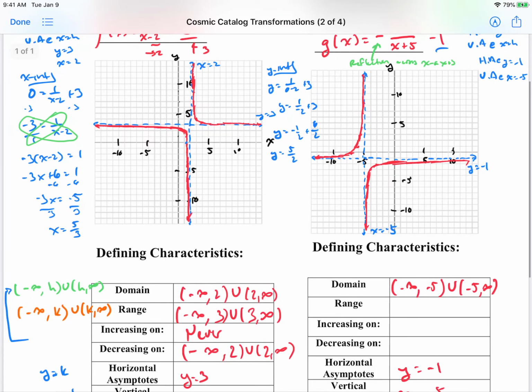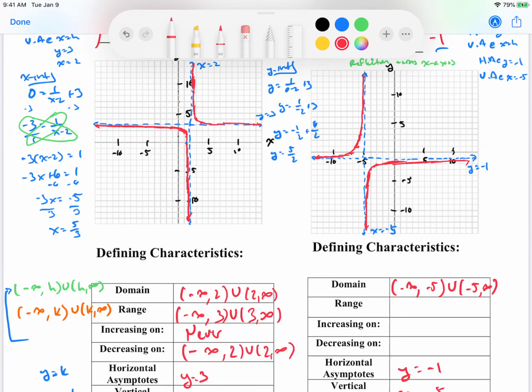in my domain. All right, and then the same thing is going to be for range. It's going to be from -infinity up to -1 in union with -1 to positive infinity, because the only value that can't be in y, essentially, our subdomain is -1.